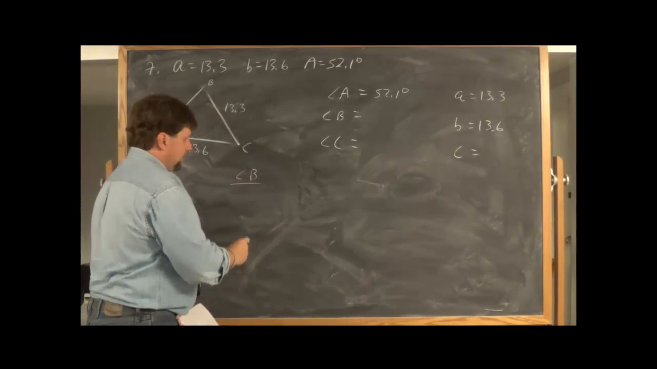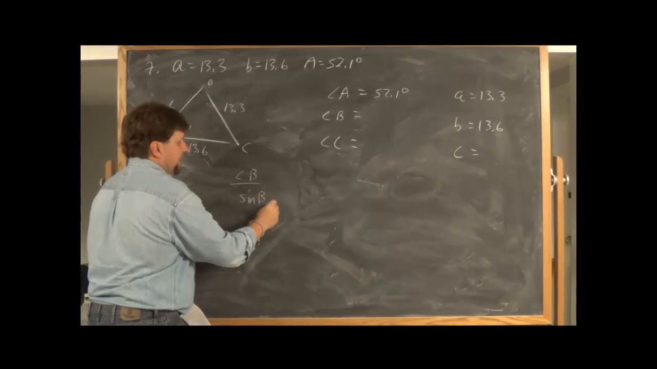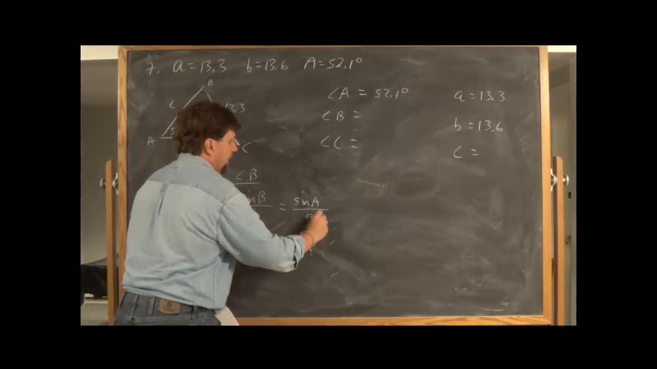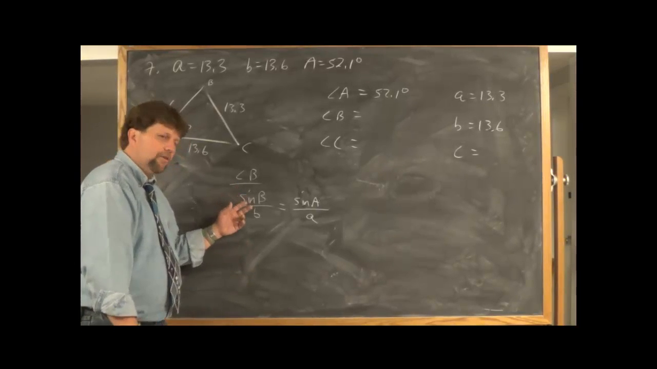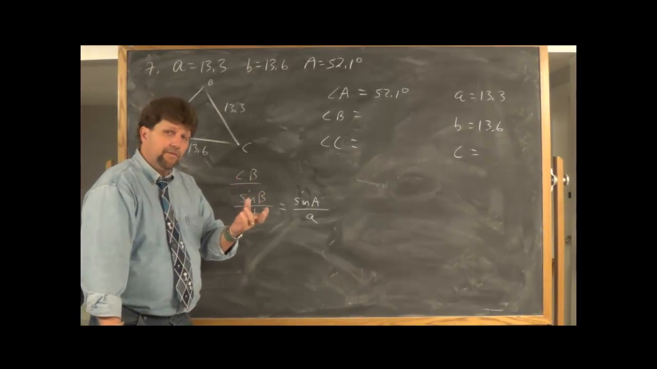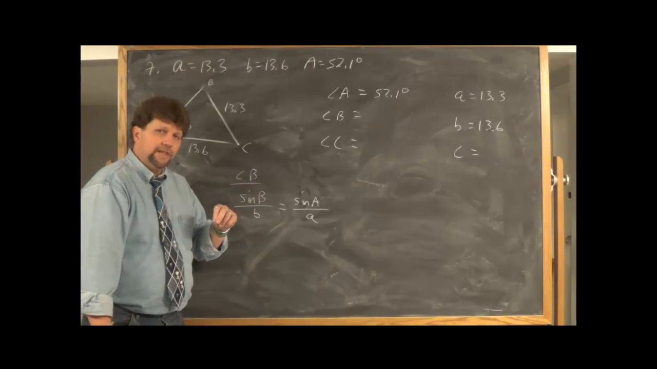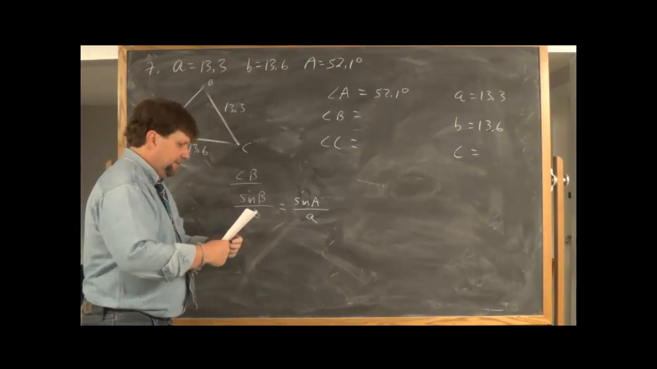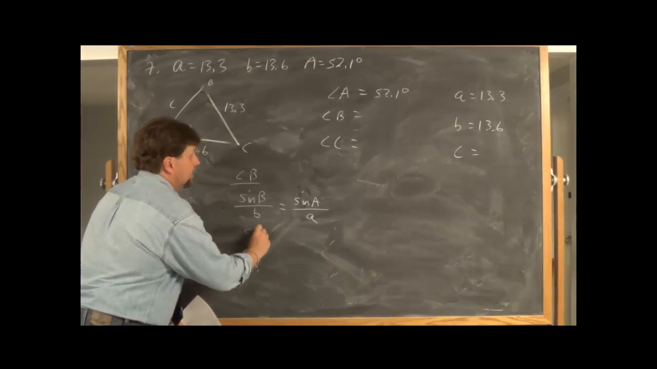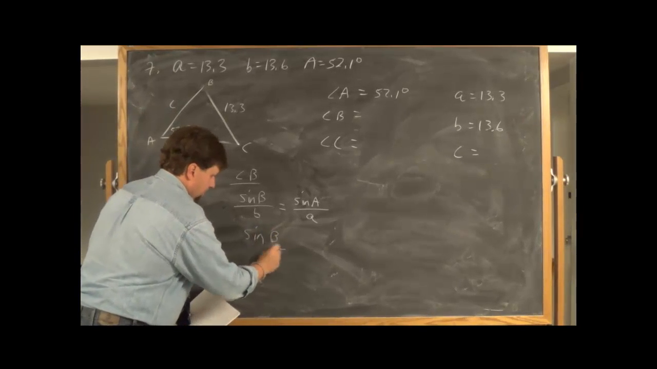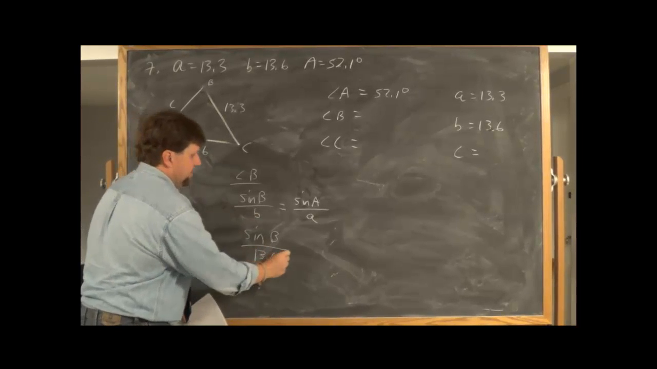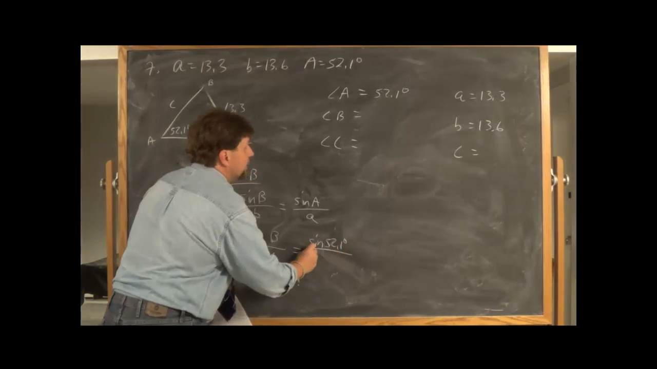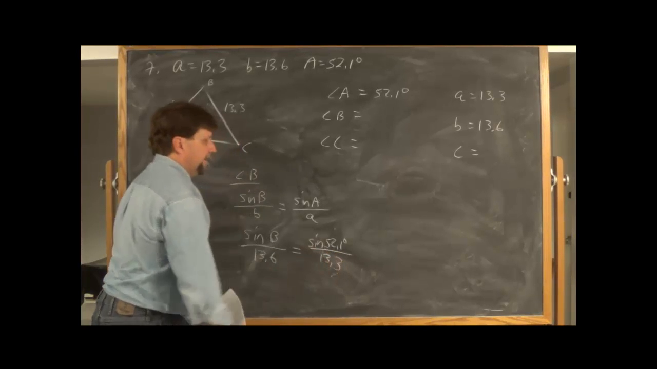So to find angle B, I write down sine of B over little b equals the sine of A over little a. Notice I'm trying to find an angle, so I put that angle part in the numerator of the fraction. A little different than what I did in number 6. I'm just trying to save myself one step of algebra. I substitute in what I know. And I have the sine of B over 13.6, side B is 13.6, is the sine of 52.1 degrees over 13.3.